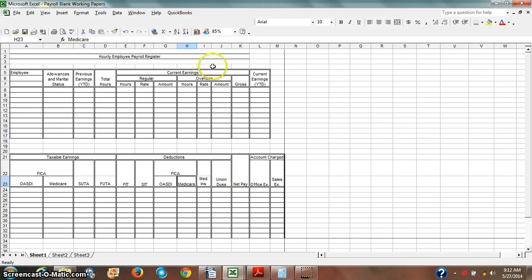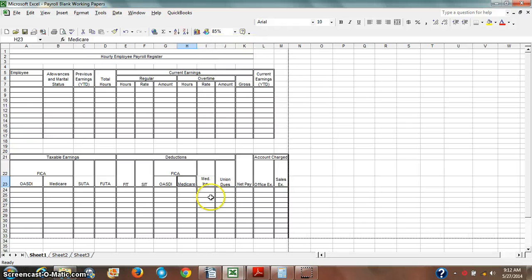And then there might also be some other things that you and your employer take out of your paycheck. You might have agreed that you're going to take out some medical insurance, or you might have agreed that you're going to take out some union dues or something like that. And then you're going to get your net pay, which is your gross pay minus all these deductions.